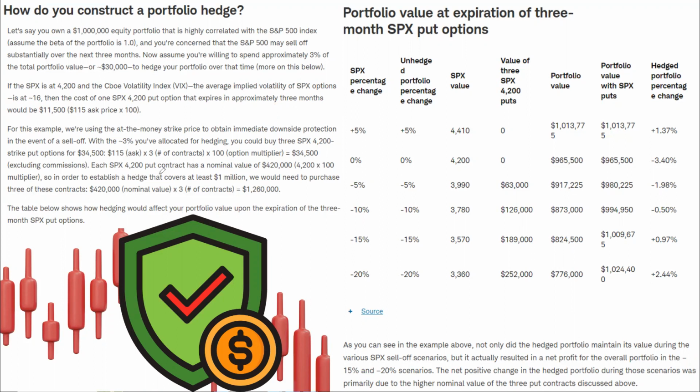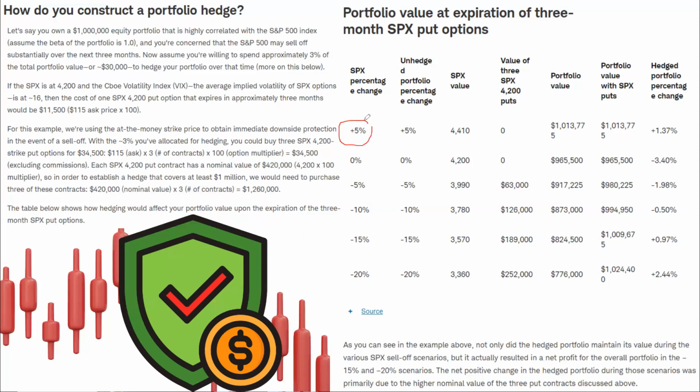Each SPX 4200 put contract has a nominal value of 420,000. So in order to establish a hedge that covers at least 1 million, we would need to purchase 3 of these contracts. This table below shows how hedging would affect your portfolio value upon the expiration of the 3-month SPX put options. So if you take a look here, right?